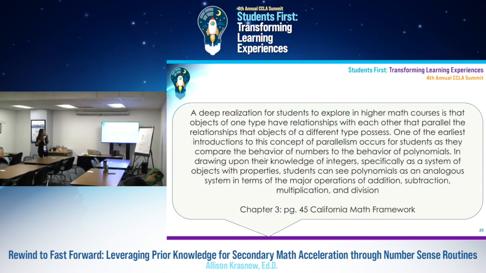And this is also from chapter 3 of the framework, which is just saying a deep realization for students to explore in higher math courses is that objects of one type have relationships with each other that parallel the relationships that objects of a different type possess. It says one of the earliest introductions to this concept of parallelism occurs for students as they compare the behavior of numbers to the behavior of polynomials. There's a little bit more in there that you can read on your own, and that seeing polynomials is analogous to the way that the 4 basic operations work.